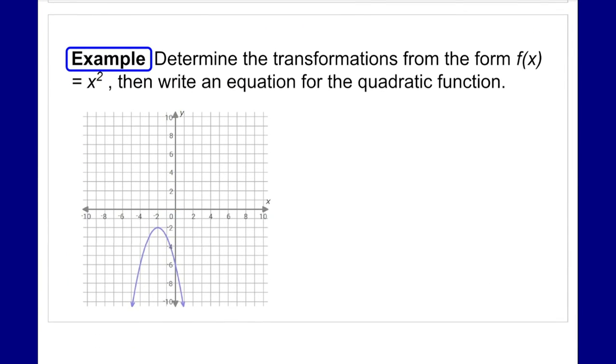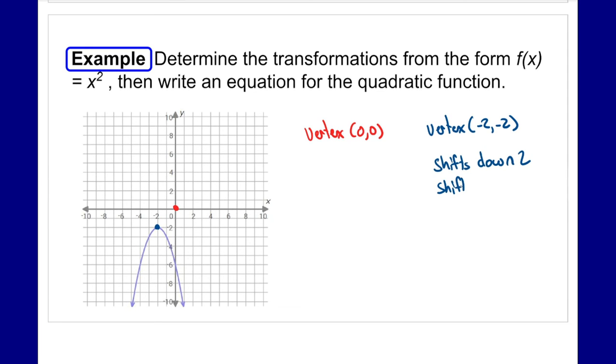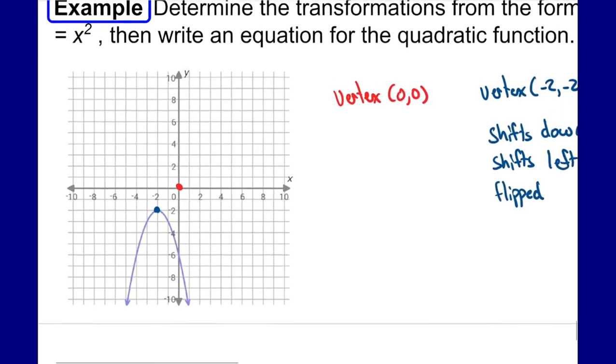Lastly, the last example, we're going to go through and do the same thing. Find our original vertex at 0, 0. I just like putting it there because it helps me remember. Find our new vertex. In this case, the vertex is -2, -2. So that tells me that our graph shifts down 2 and shifts left 2 based off that original. Now, we can clearly see that our graph has flipped. So that is a transformation we want to take into account. And I'm going to check the step pattern.